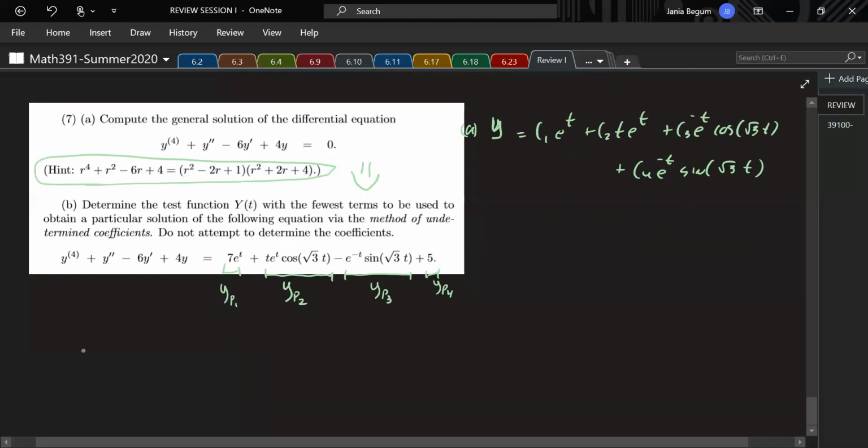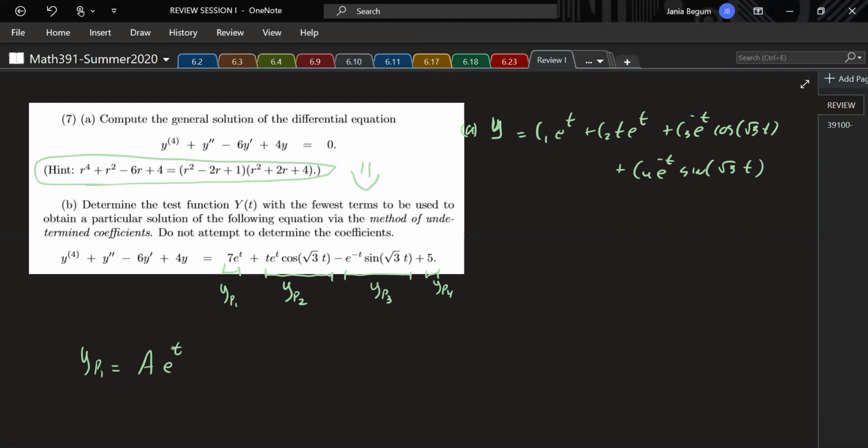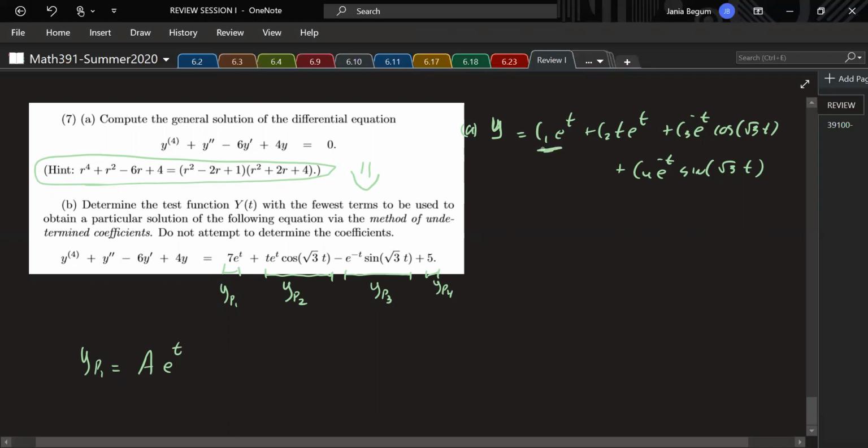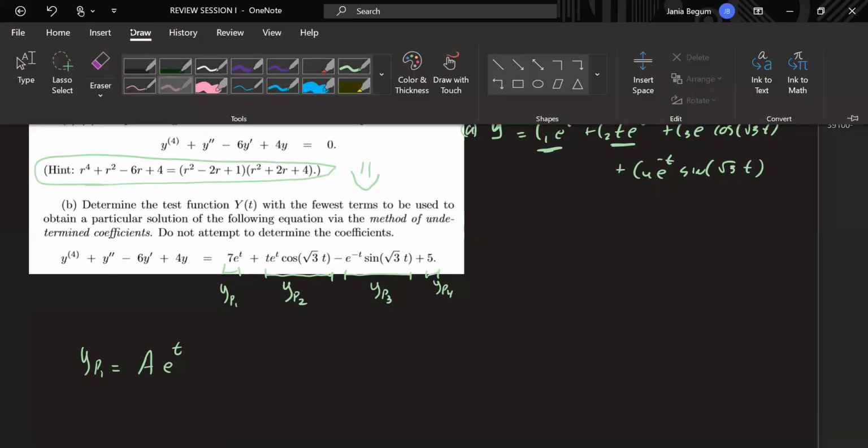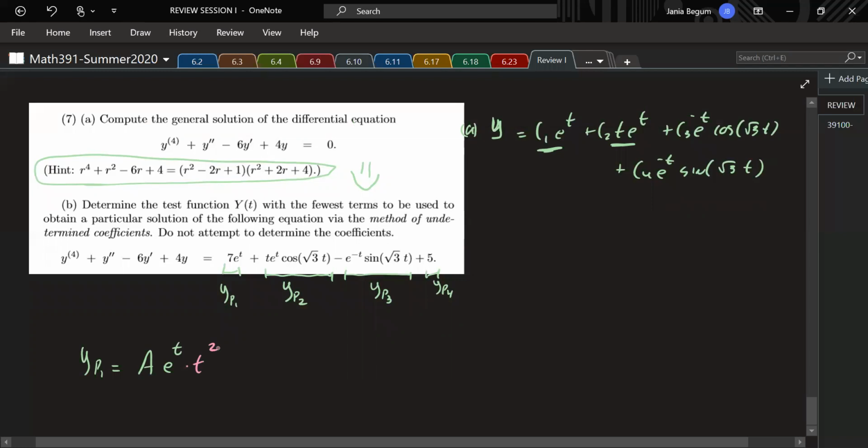So let's figure out what yp1 is. We have a constant times an exponential, so we need a constant times the same exponential, and then try to match up. Does this overlap with part A? Yes, this piece does. If you multiply it by t, how do we modify this? You have to multiply by t squared. If I do t squared, it's fixed. Moving on to the next one.